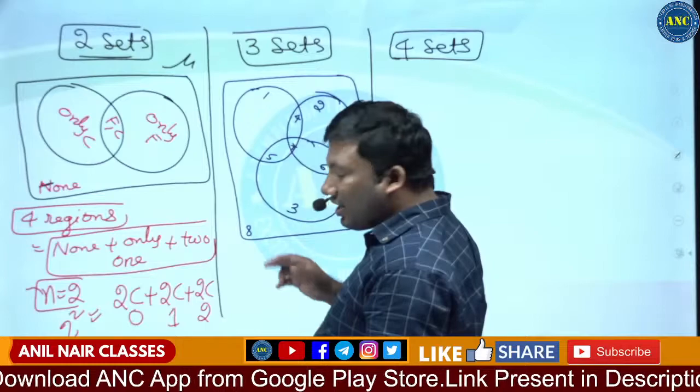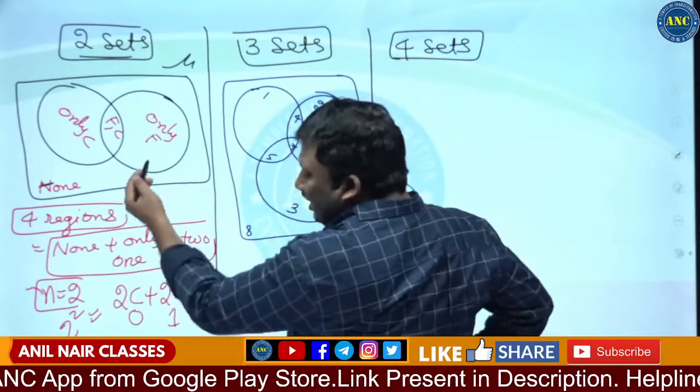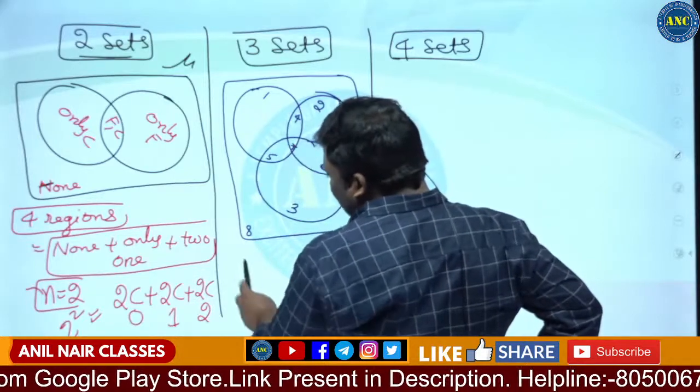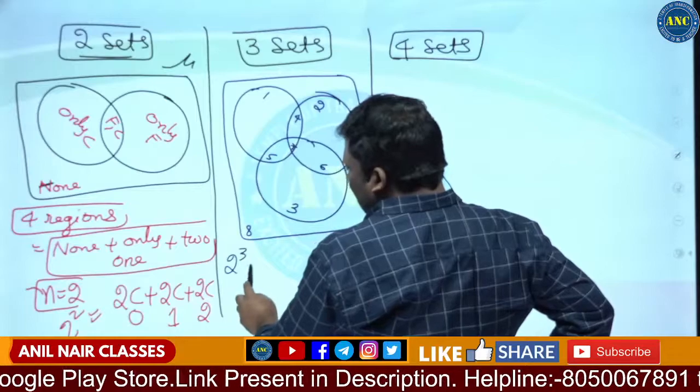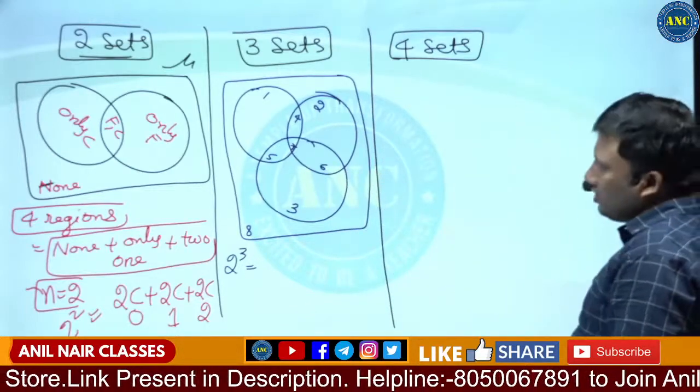3 sets I got 8, which is 2 cube. 2 sets I got 4 regions, which is 2 square. So let us see whether it is, we got 2 cube. Let us analyze one by one. From where we got these 2 cube?